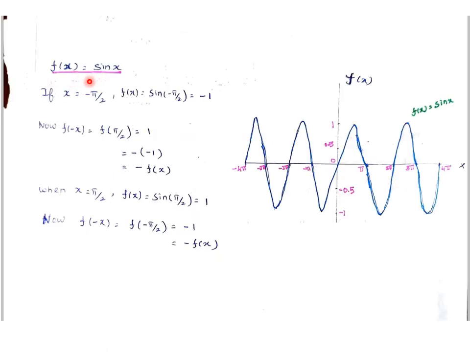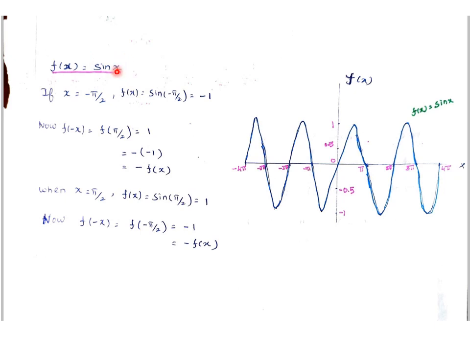The next example, f of x equal to sin x. The trigonometric function sin x is also an odd function. If we are taking the values of pi by 2, 2 by 3 in the x-axis, then we define the function f of x equal to sin x.